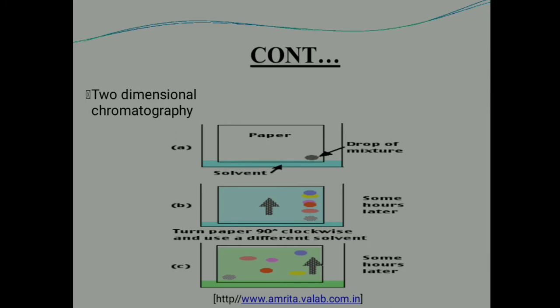Now this chromatography can be performed in two dimensions. First, a drop of the mixture is placed on a filter paper. Then after some time, when this drop gets separated into its respective components, turn the paper 90 degrees clockwise and use a different solvent. After some hours, these respective components will further get separated.